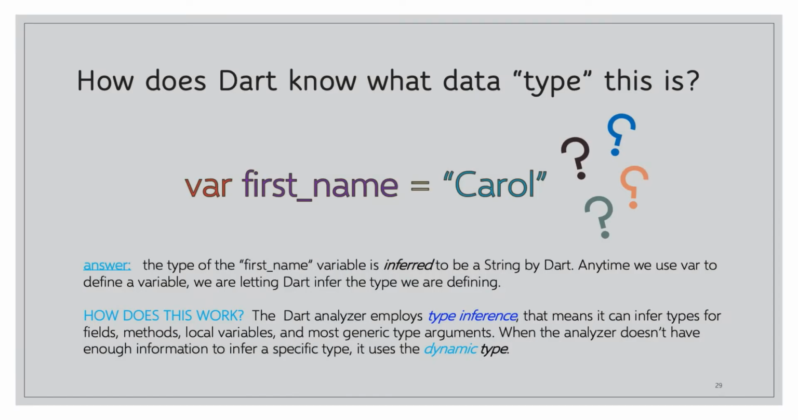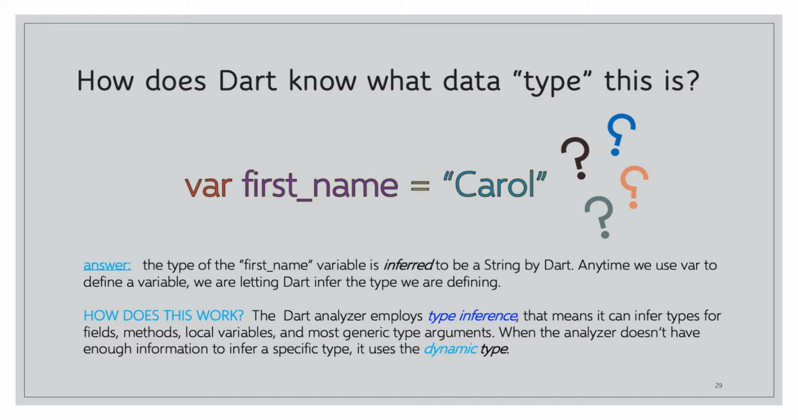So you look at this statement, var first_name equals Carol. How does Dart know what data type this represents? Enter something known as type inference. The type of the first_name variable is inferred to be a string by Dart. Anytime we use var to define a variable, we are letting Dart infer the type we are defining.